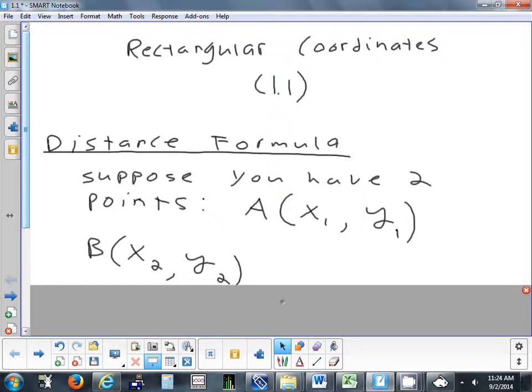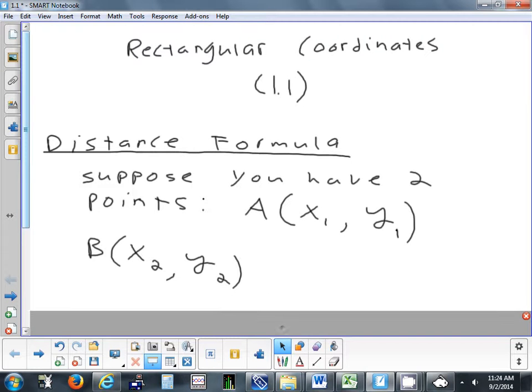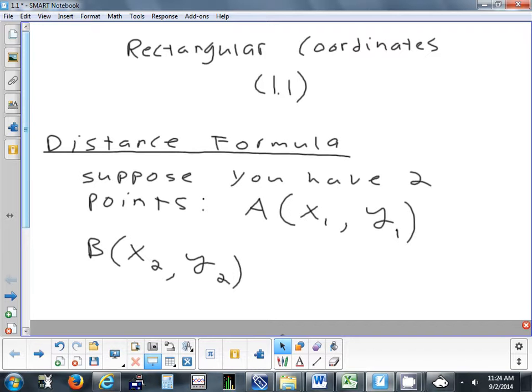Okay, what the distance formula basically is, it gives us a way to find the distance between 2 points on a grid. Generally, we call the 2 points we want to find the distance between A and B. I've given them a coordinate. A has a coordinate x1, y1, and B has a coordinate x2, y2. All this means is my first x, my first y, my second x, and my second y.